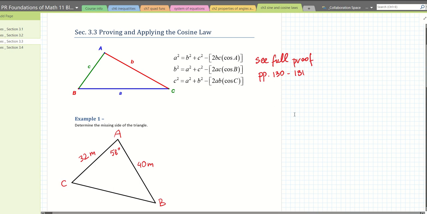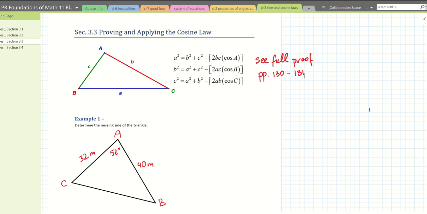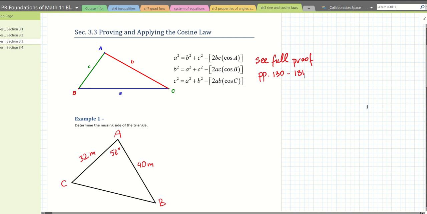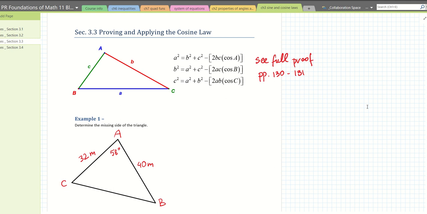So again, we're dealing with acute triangles where we have angles which are not 90-degree angles, so we don't have a right triangle. We could split it into a right triangle and probably solve it using trigonometry like you've done in grade 10. But that's where we come up with this relationship, so we wouldn't have to do those steps. So rather than go through the proof, we're just going to start with the actual law.